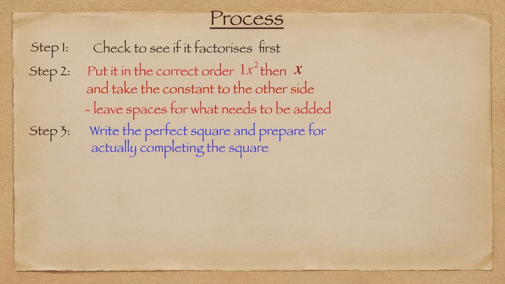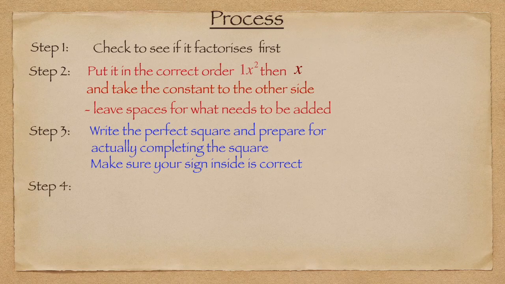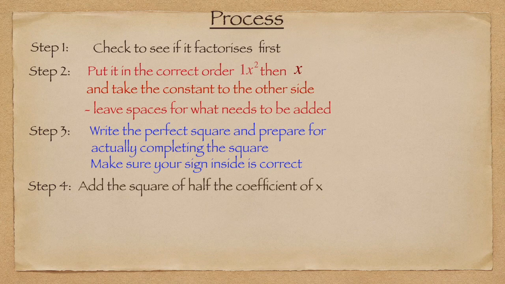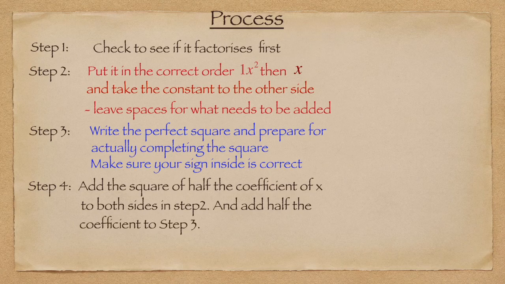Step number 3, write the perfect square and prepare for actually completing the square. And make sure that your sign inside the bracket is the same as the one that's in front of the x. Step number 4, add the square of half the coefficient, half the number in front of the x, to all your brackets that you've prepared in step number 3. And then step number 5 is just solve it. Square root both sides and take any numbers to the other side.